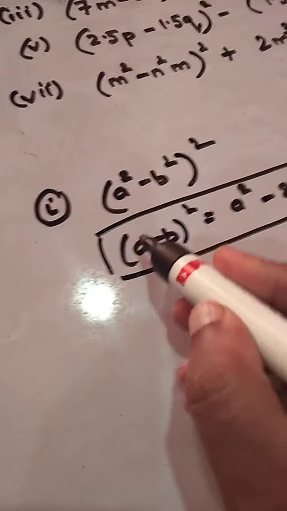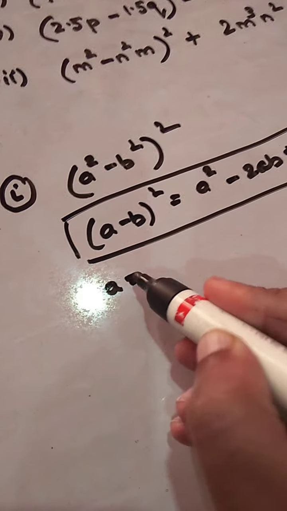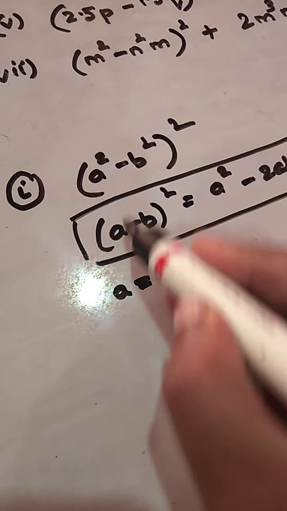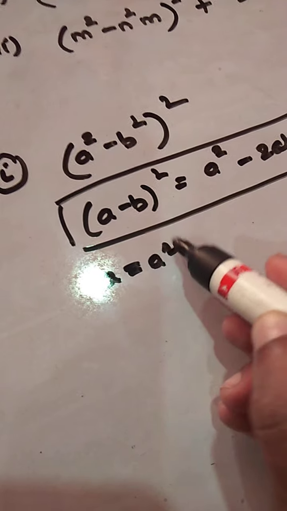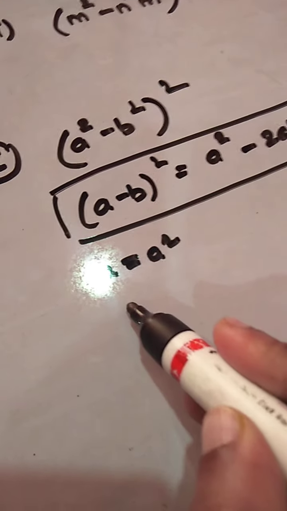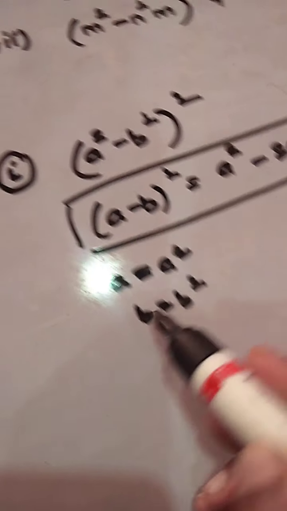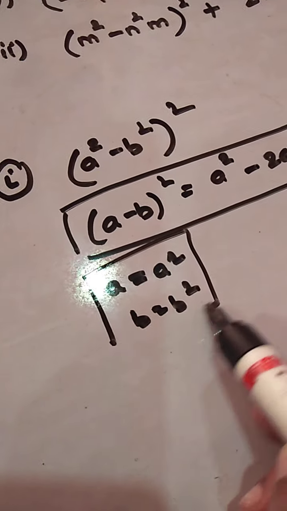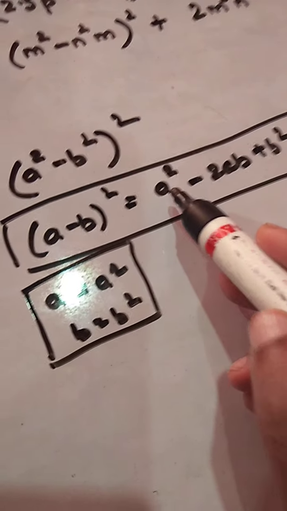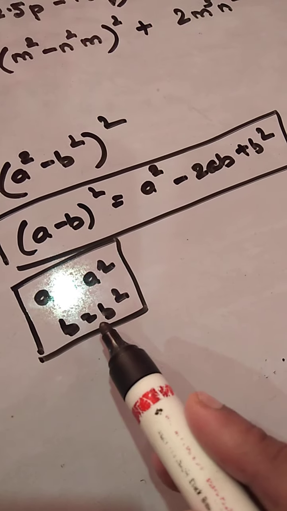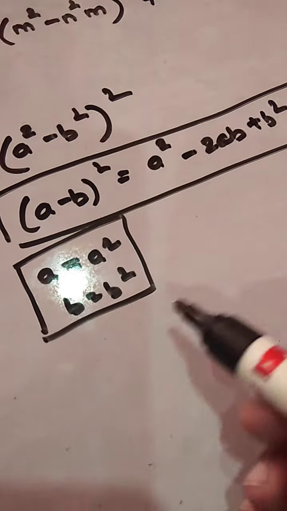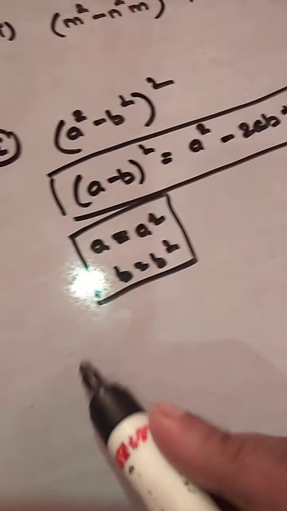We also have to be very careful about what is there in place of a according to the formula. If you compare, what is there in the place of a? It is a square. And in place of b we have b square, isn't it? So wherever you see a in the formula, we have to put a square, and wherever you see b, we have to put b square. Fine, so let's begin. How to expand this?